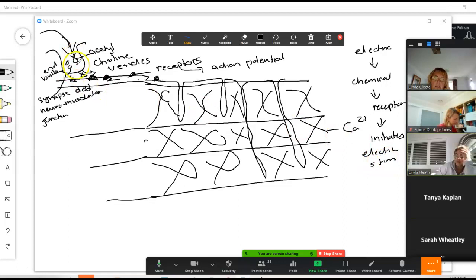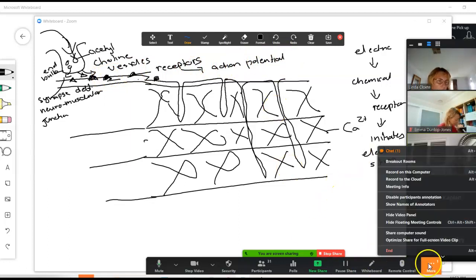This is the process that's happening. You've got electrical stimulus causing release of a chemical. The chemical then attaches to a receptor. The receptor then creates an action potential, which is another electrical stimulus. All right, let's just check somebody's answering a question here in the chat.